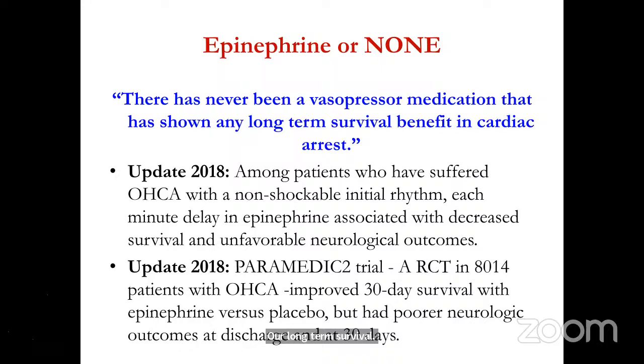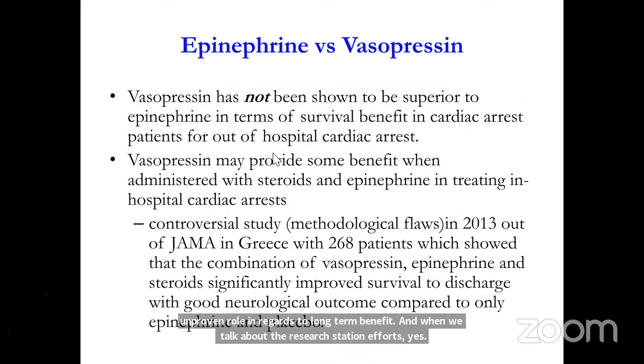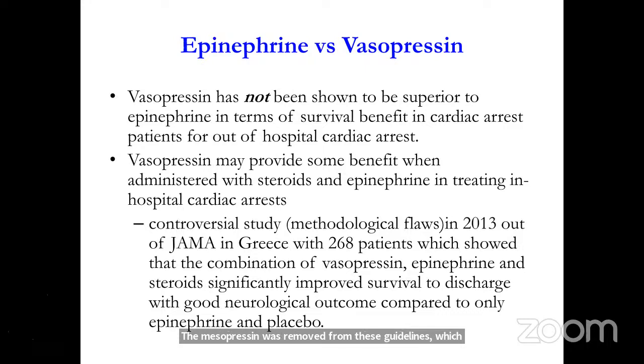Hence, again, I come back to the importance of BCLS and ACLS. It's not just the drugs, but it's always high-quality CPR, which is very, very important, along with defibrillation, rather than the drugs, which again have no proven role with regards to long-term benefit. And when we talk about resuscitation efforts, yes, we have to talk about the long-term benefit in these patients. Vasopressin was removed from these guidelines, where it used to replace one of the doses of epinephrine, because it was not found to be superior for either short-term or long-term outcome.